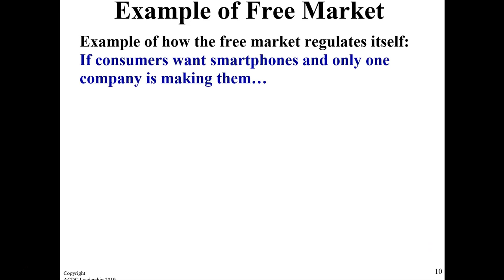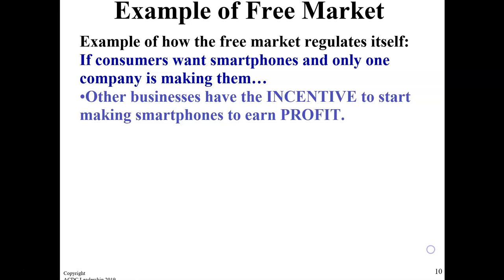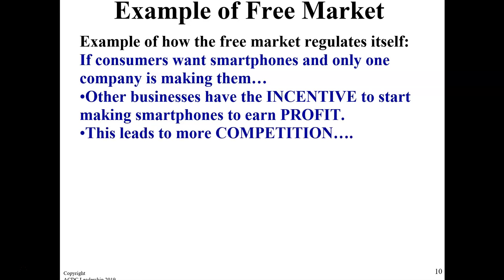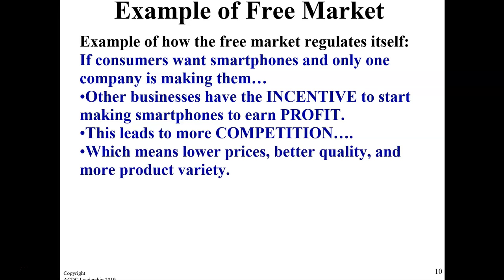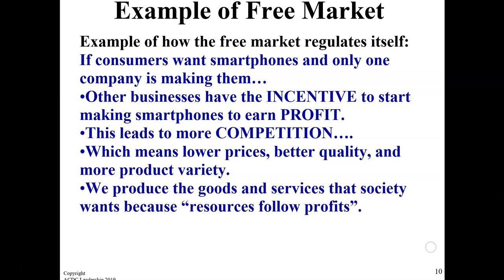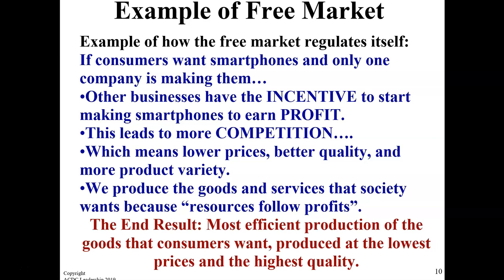An example of how the free market would regulate itself. Say consumers want smartphones and only one company is making them. Other businesses have the incentive to start making smartphones to earn profit. This is going to lead to more competition, which means lower prices, better quality, and more product variety. We produce the goods and services that society wants because resources follow the profits. And the end result is the most efficient production of the goods that consumers want, produced at the lowest prices and the highest quality.